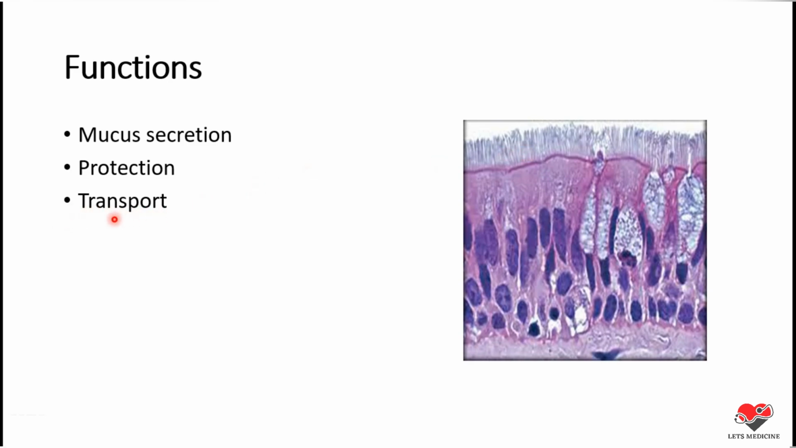This function of transport is especially prominent in your male genital system, because there the sperm, after their formation in the testes, make their final passage through the vas deferens and ejaculatory duct, all because of the function of these stereocilia present on the surface of pseudostratified columnar epithelium. So this is a very important function you must remember of pseudostratified columnar epithelium.